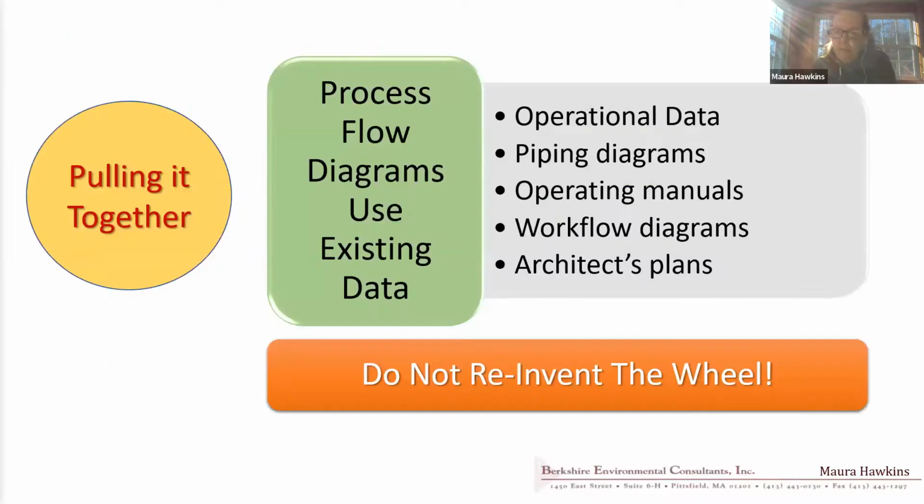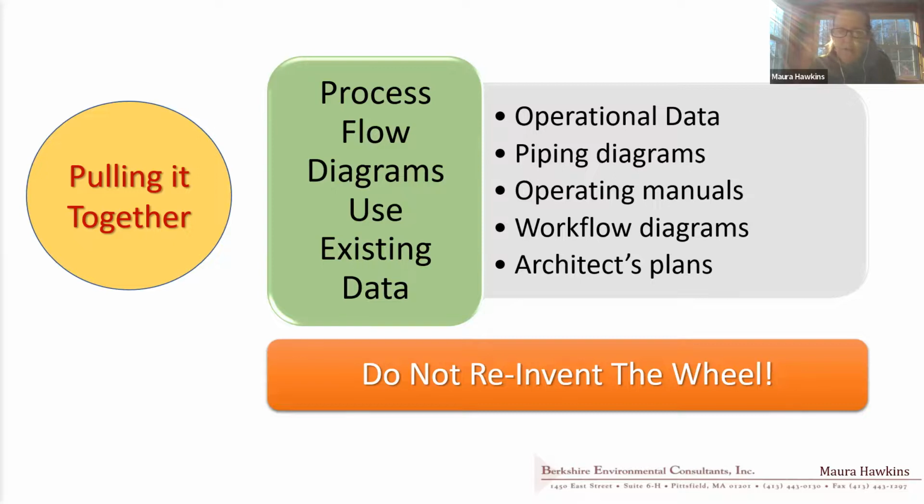Good. Then the next thing you do, as Pam says, is make a process flow diagram. You're using existing data. Even if you have a sketch that you've drawn yourself, you still might go back and look at operational data that already exists. There are some plants that I work with that have phenomenal amounts of data. They know exactly what happens in every step. Piping diagrams might help you if you're trying to figure out how something gets from point A to point B.